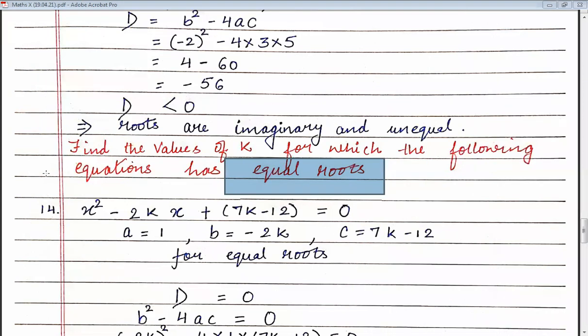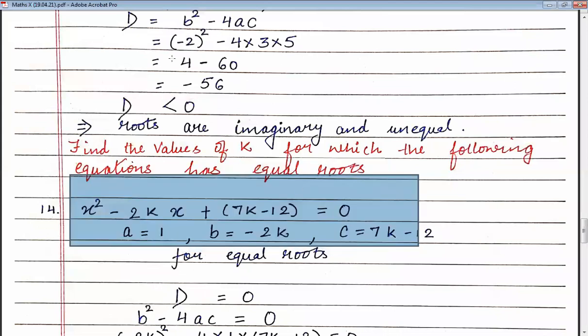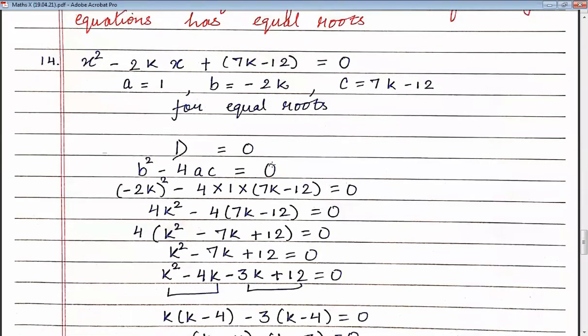Now, children, first of all, tell me what is a, what is b, and what is c in this question. a is 1, because the coefficient of x square is 1. What is b? Minus 2k. What is c? 7k minus 12. Now substitute a, b, c in the discriminant b square minus 4ac equal to 0. After substituting, you will get 4k square minus 4 times 7k minus 12.